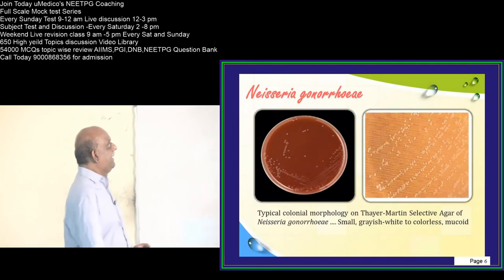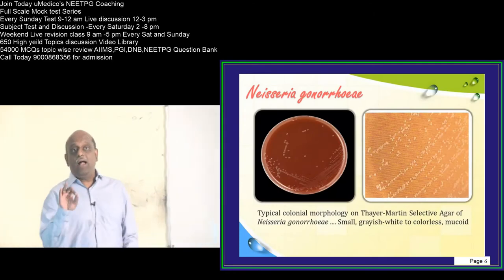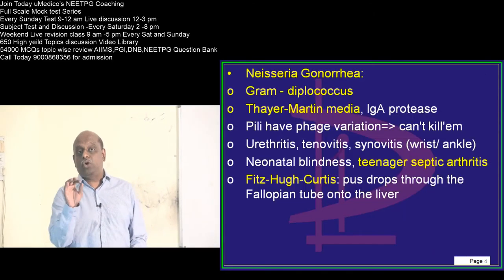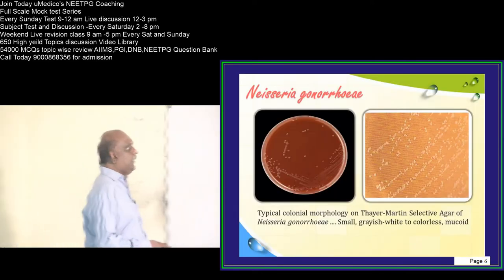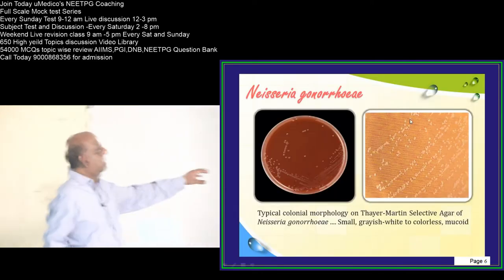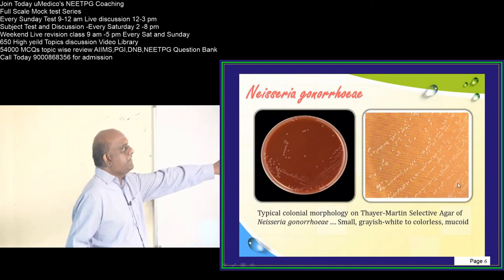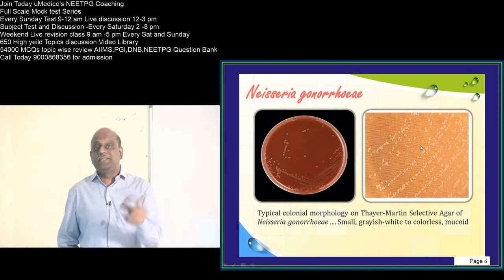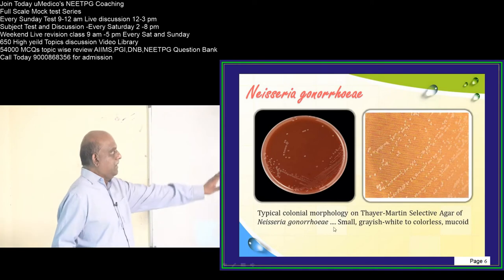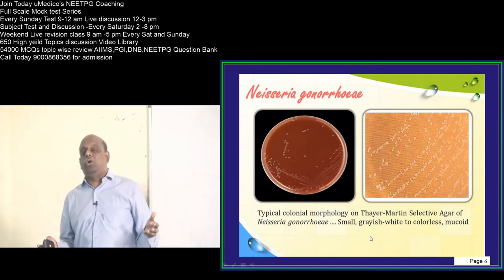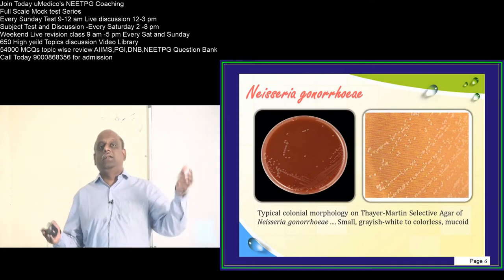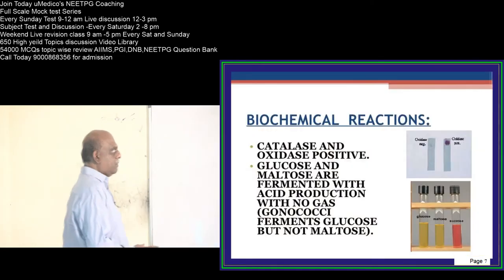Now, Neisseria gonorrhea. What is that kind of medium called? Selective medium. Thayer Martin kind of medium. Now, this is another example. On a Thayer Martin selective agar, how does Neisseria look? Small, grayish white to colorless, mucoid colonies is the description of Neisseria gonorrhea.